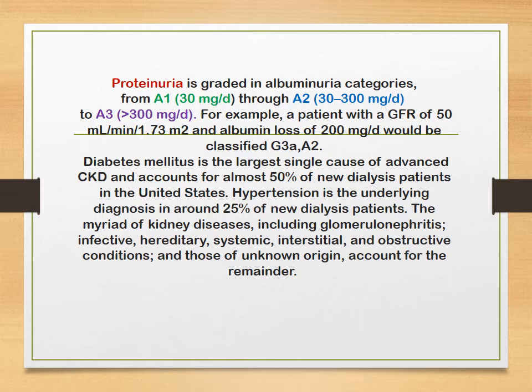referred to as proteinuria. The most common cause of chronic kidney disease is diabetes mellitus, accounting for 50%. So as mentioned, it is very important to detect the early stage of diabetic nephropathy by microalbuminuria. The second is hypertension, accounting for 25%, and the remainder may be due to glomerulonephritis, nephrotic syndrome, systemic infective, interstitial, or other causes.